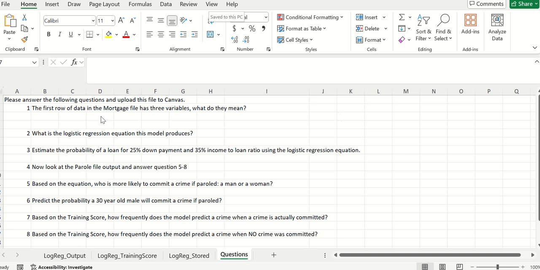And in those 4 tabs, if you look at questions to get started, this is going to be looking at Chapter 9. So you're going to be using Chapter 9 to answer these questions. Very first question is talking about the mortgage file. Mortgage file is one of the files that's already in the module. So look at the mortgage file, open that up, and look at the 3 variables and see what they mean. All you need to do there is in the space, type in the variables and what they mean. An explanation of that you're going to be able to see again in Chapter 9 of the textbook.